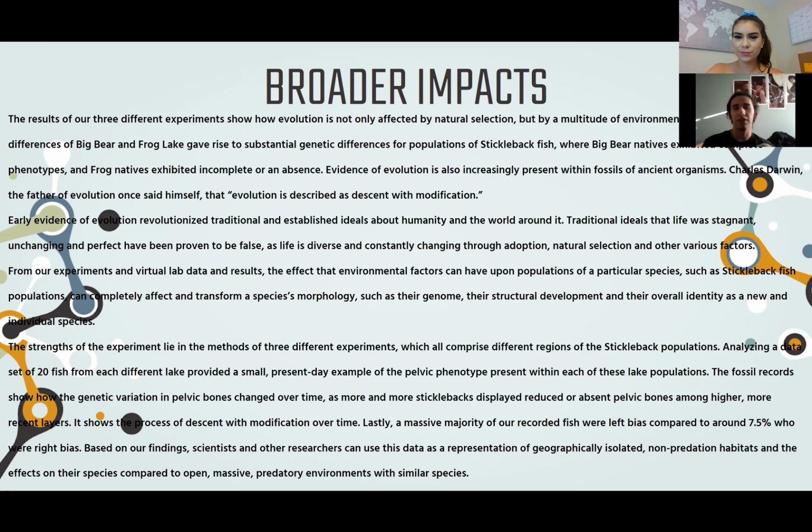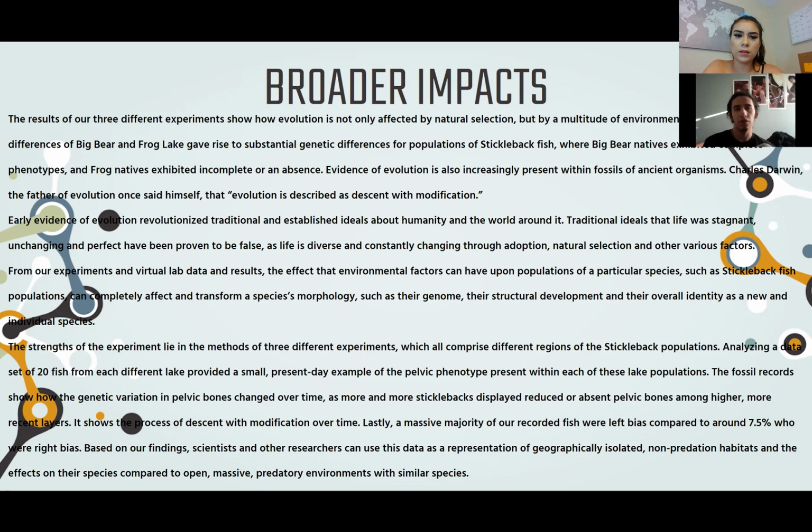Basically, they give rise to substantial genetic differences between these populations of stickleback fish, where Big Bear natives exhibit complete and whole pelvic phenotypes, and those in Frog Lake exhibit phenotypes that are absent or incomplete. Evidence for this is also increasingly present within the fossils of ancient organisms.